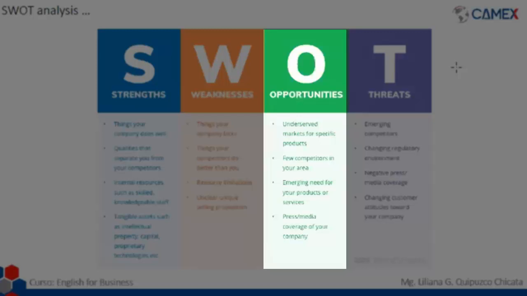And then we have a few competitors in the area. Maybe if we are in, let's say, an urbanization that only has 2 or 3 restaurants, it's going to be better than if we are in an urbanization that has 15 or 20 restaurants. So in this case, if we are in the urbanization with 2 or 3 restaurants, it would mean a better opportunity for us to sell more.